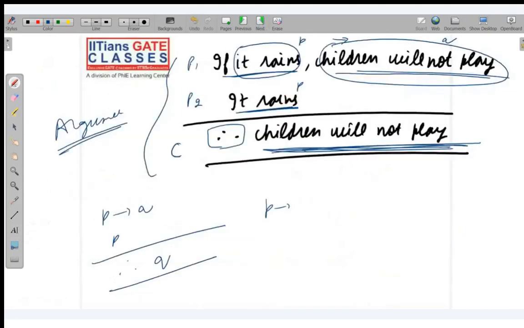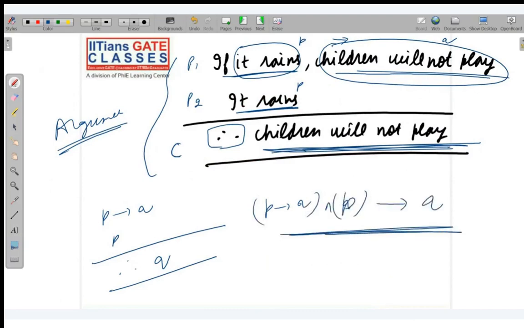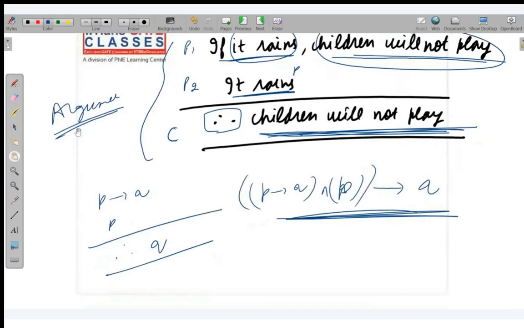I will say P implies Q and P implies Q. This should be a tautology. Okay, let me show you why this is a tautology. You can easily say this thing.